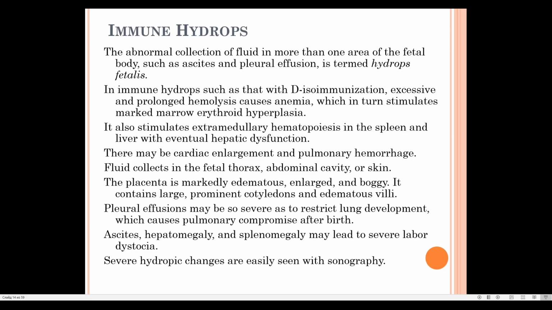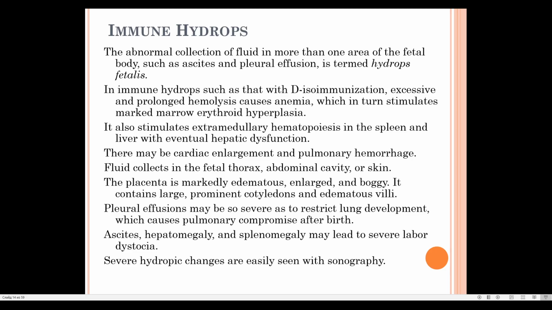Pleural effusion may be so severe as to restrict lung development, which causes pulmonary compromise after birth. You remember that during pregnancy, the main oxygenation of the baby happens through the placenta and umbilical cord, and the lungs are not working. But after birth, with the first breath in, the baby's lungs should be opened, and if that does not happen, it leads to pulmonary compromise.